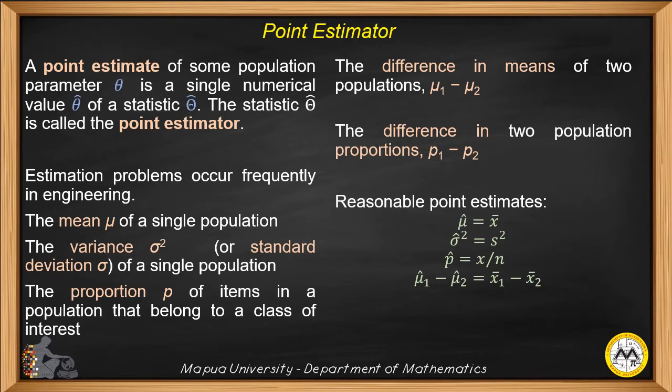And to estimate the difference of two means, mu1 minus mu2, we use the difference of two sample means, x1 bar minus x2 bar. And the difference of two proportions, p1 hat minus p2 hat, is equal to the difference of their corresponding samples, x1 over n1 minus x2 over n2.